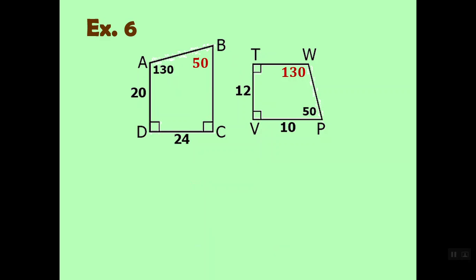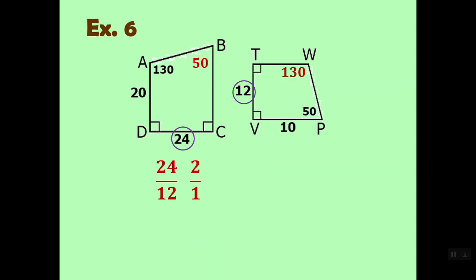So identifying the proportions here is a little trickier, but I'm going to first start with the two sides that are in between the right angles. So that's 24 and 12. So when I make my ratio of 24 over 12, I get 2 over 1. Now I've got to find another matching corresponding side.